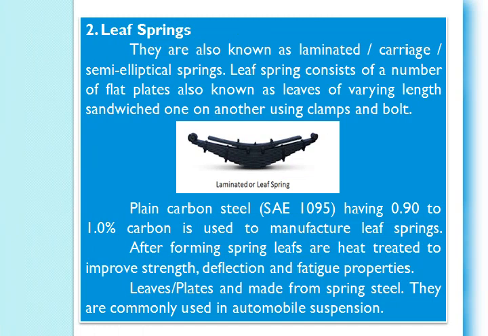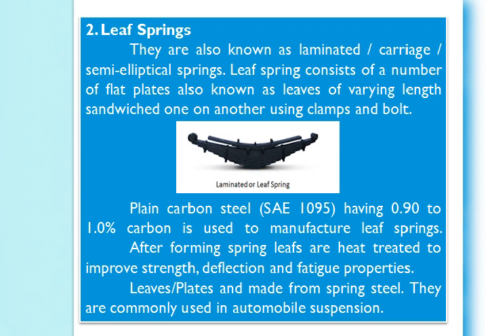Leaf springs consist of a number of flat plates, also known as leaves, of various lengths, sandwiched one on another using clamps and bolts. For this particular spring, we are using plain carbon steel with the designation AISI 1095, having 0.9 to 1% carbon, because it is supposed to be hard, though somewhat brittle, and it has to withstand a higher load. It is used to manufacture leaf springs. After forming the spring, the leaves are heat treated to improve strength, deflection, and fatigue properties.